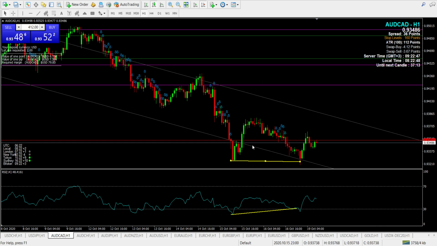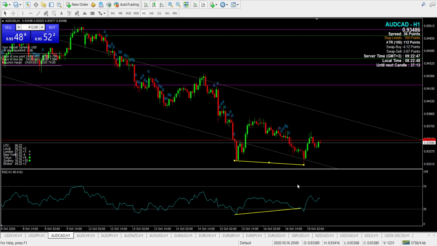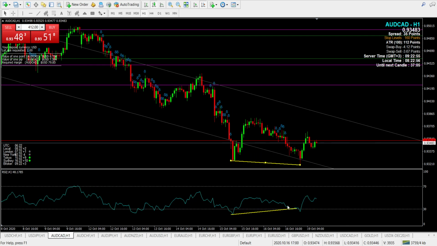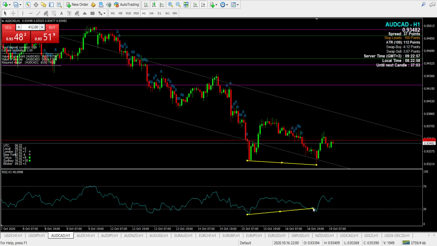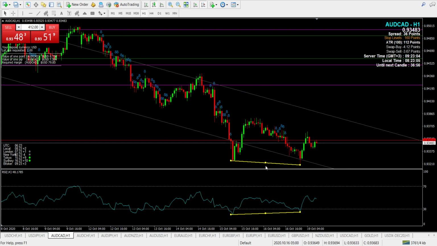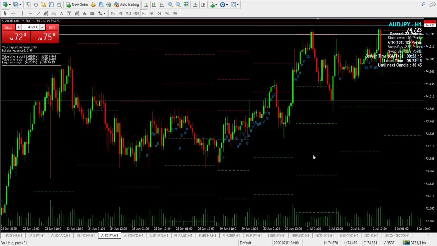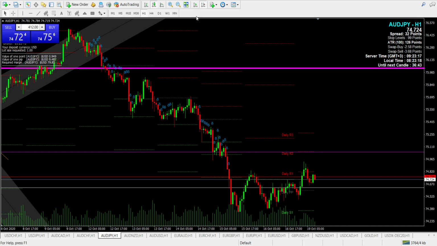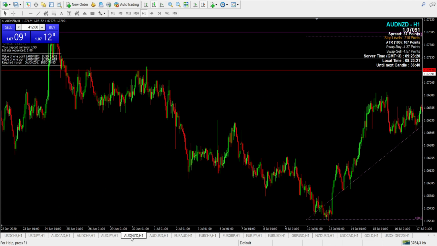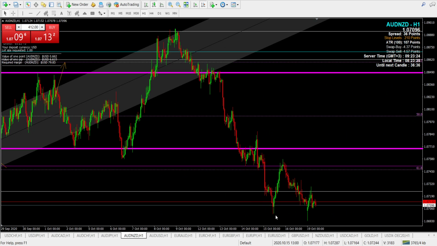We had divergence on the Aussie. Convergence, I beg your pardon. We've had convergence on the Aussie CAD pair, so that is also an early indication that the Aussie might strengthen, so I'm just going to stay out of it. As you can see on the other pairs, the Aussie has actually been fighting back. So I do think this is a good indication.